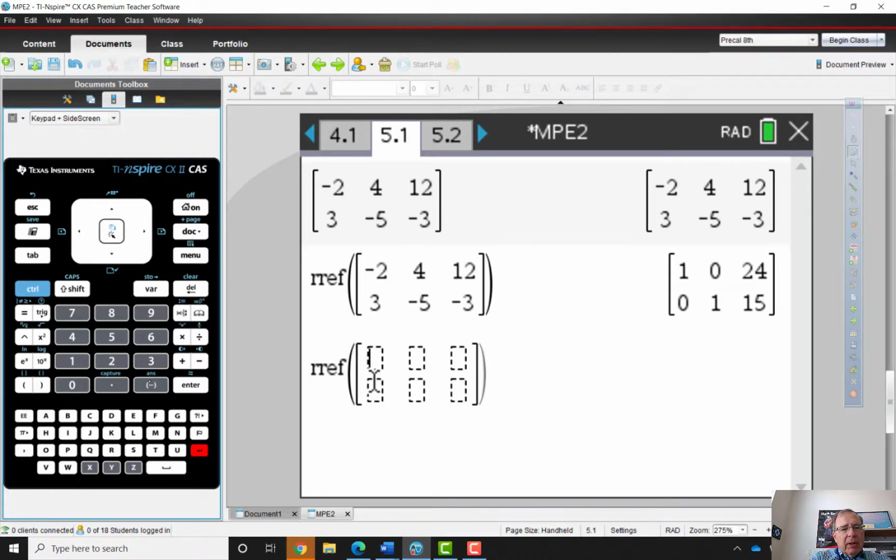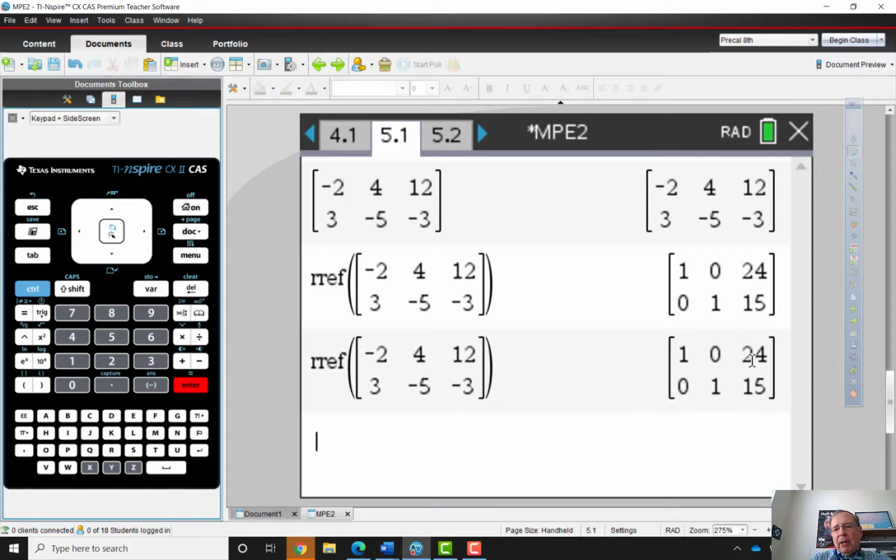Then I put in negative 2, and the right way to go through a template is to hit tab. It takes you to the next logical place no matter what. So I could have done this with a right arrow, but now when I hit tab, I go to the lower left. 3, tab, negative 5, tab, negative 3, and I get my x and y answer there.